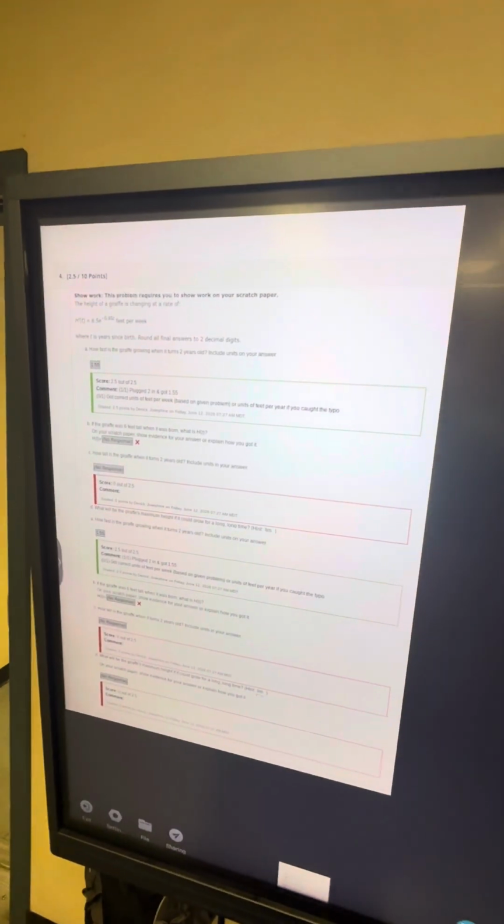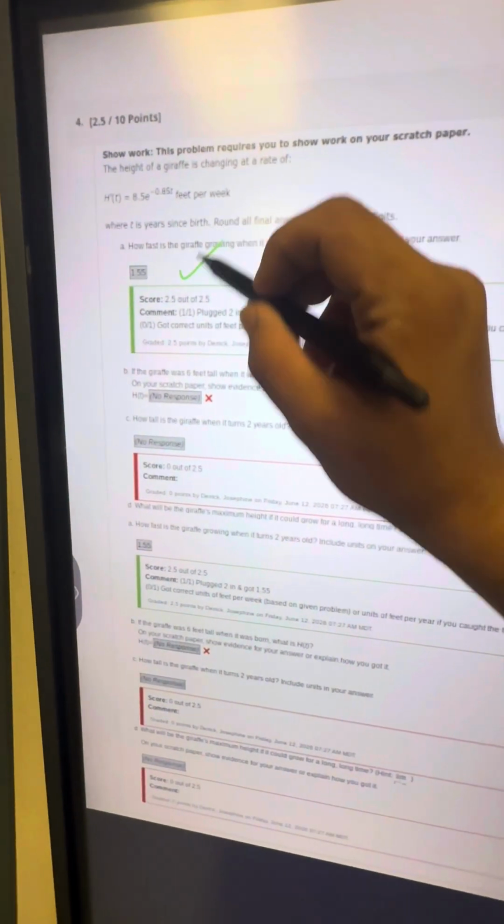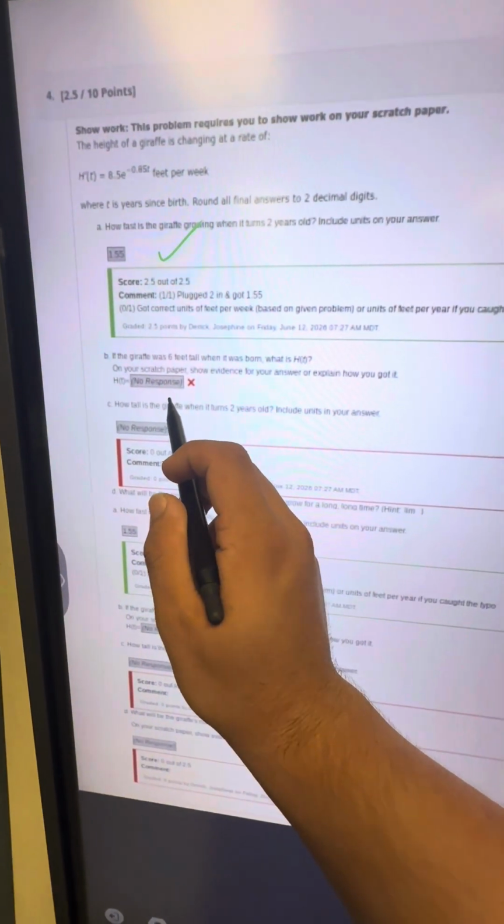All right, now we have question 4. Got A right, thank the Lord. Pretty much right on this test. Then we have B right here. No response because we got it wrong. But the way to do B is to start by integrating.